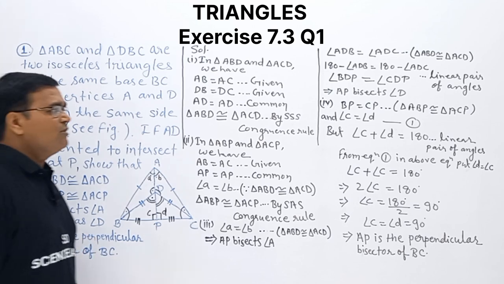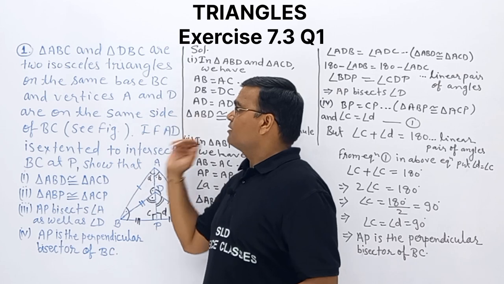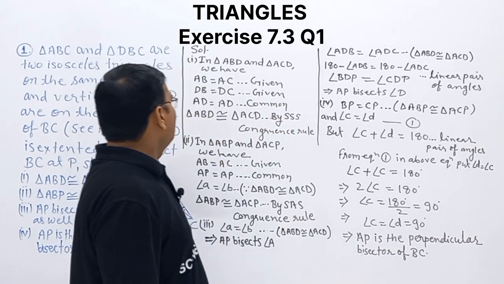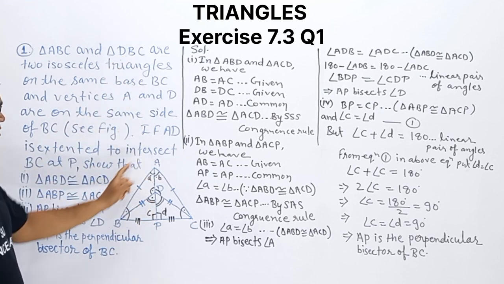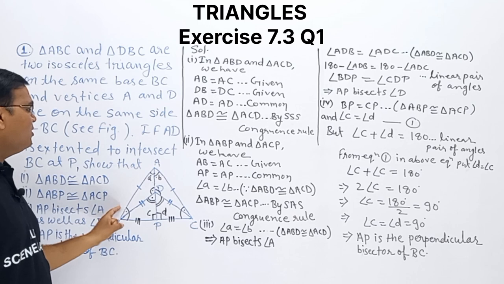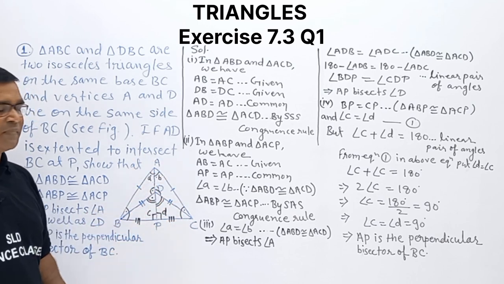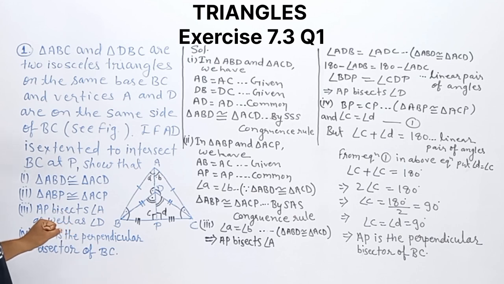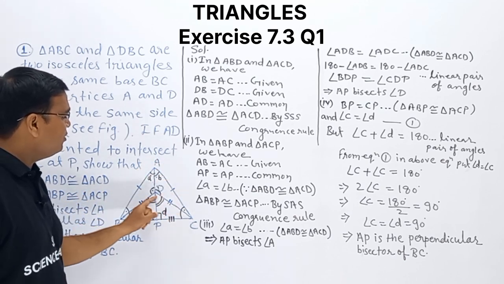So what we are doing in this question, observe carefully. We are having 4 questions linked to question number 1. In this question we are having ABC and DBC, two triangles, which are two isosceles triangles. In ABC, AB equal to AC, and in DBC we are having DB equal to DC. Clear? We want to show these things. Triangle ABD is congruent to triangle ACD or not.